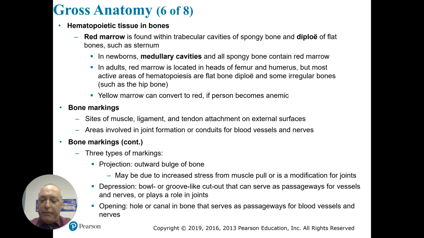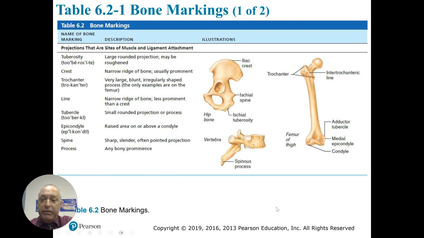So there are a few different bone markings. There's a projection, which is an outward bulge, maybe due to increased stress from the muscle pull. There's a depression or a bowl, which is a groove-like cutout that can serve as passageways for vessels or nerves. And then there are openings, holes or canals in bones that serve as passageways for blood vessels and nerves.